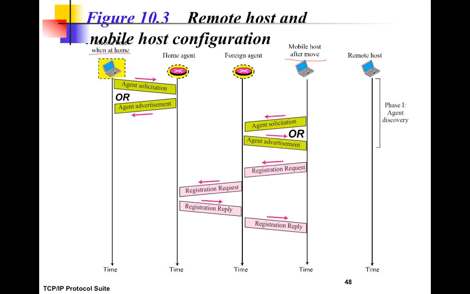And it will also inform, the foreign agent will also inform the home agent about this new address. And this phase, we said, is called registration. And then finally, the mobile host will have the data transfer taking place with the remote host in the data transfer phase.